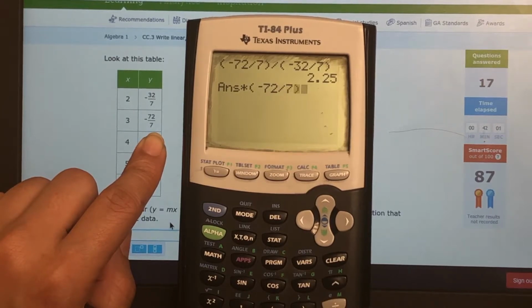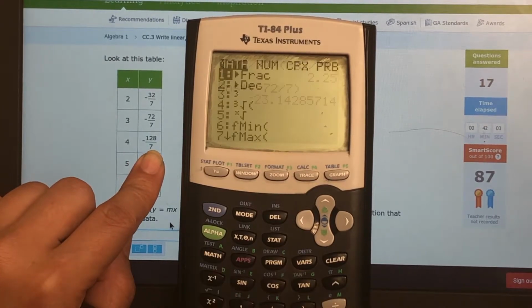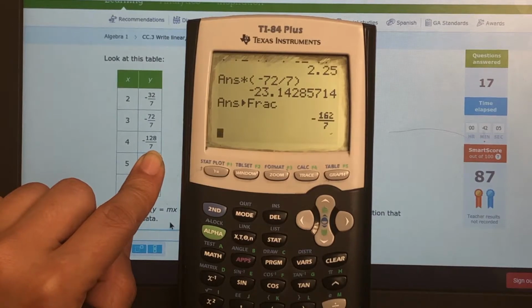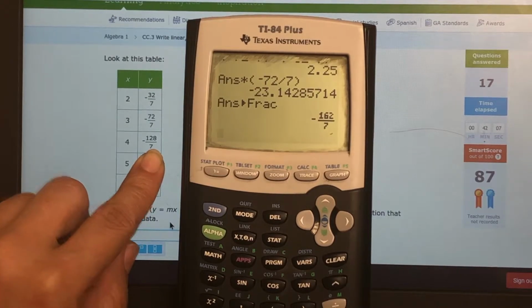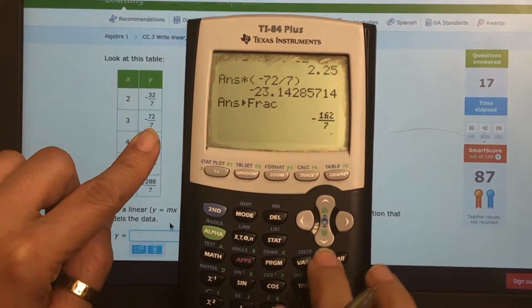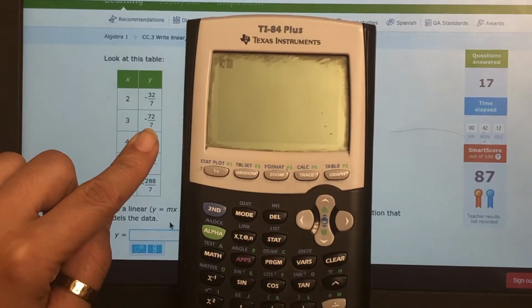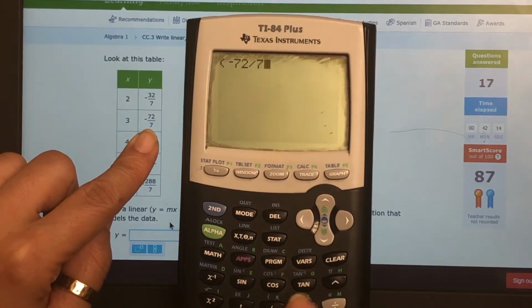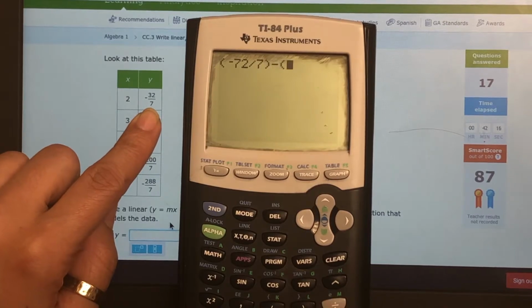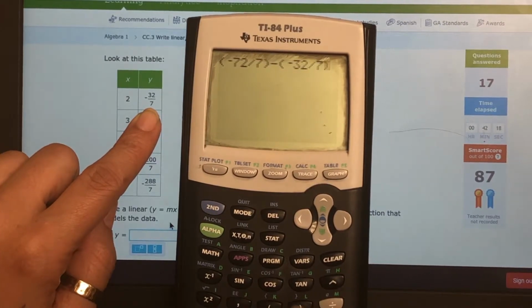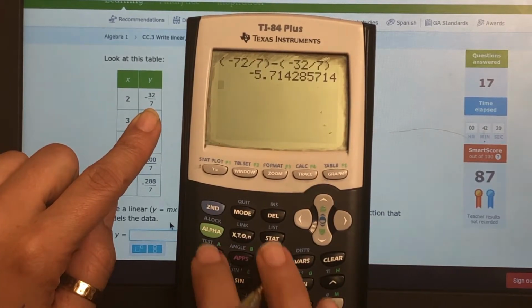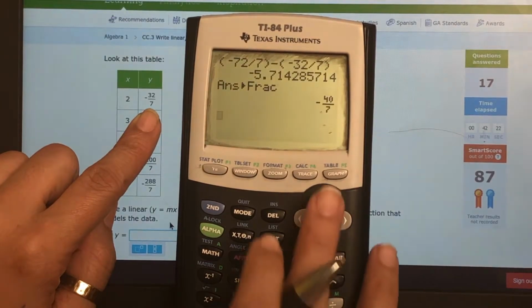72 over 7. Is that going to give me this one? Math, enter, enter. No, it doesn't. Okay, so it's not exponential, so I'm going to check if it's linear. So this fraction in parentheses, subtract this fraction in parentheses. Math, enter, enter. Negative 40 over 7.